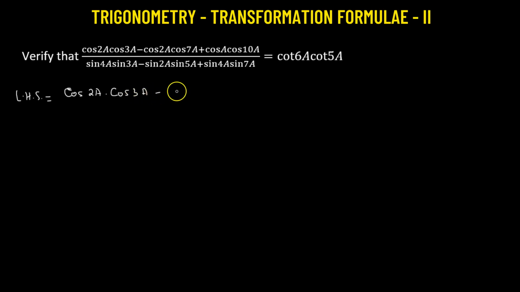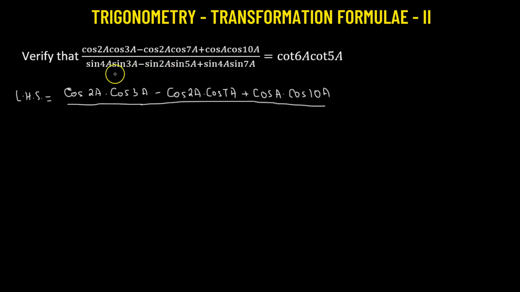Then we have the second term, which is also a product of two cosine functions, cosine of 2a times cosine of angle 7a. The third term is also the same, cosine of a multiplied by cosine of angle 10a. This is divided by the denominator, where we have three terms, and each of the three terms is a product of two sine functions. The first term is sine of angle 4a times sine of angle 3a, minus sine of angle 2a times sine of angle 5a, plus sine of angle 4a multiplied by sine of angle 7a.